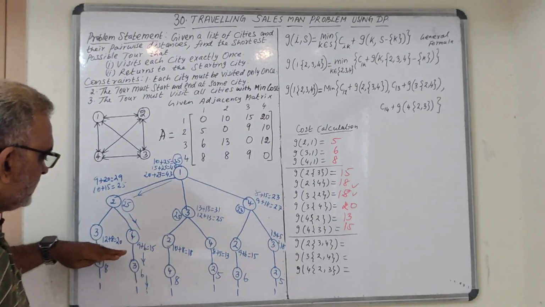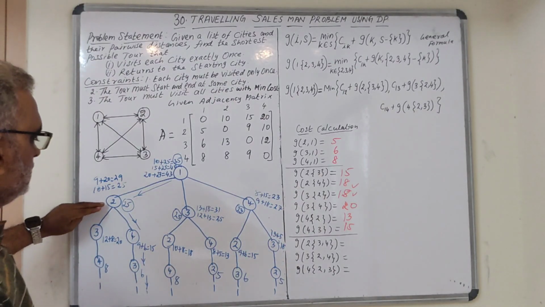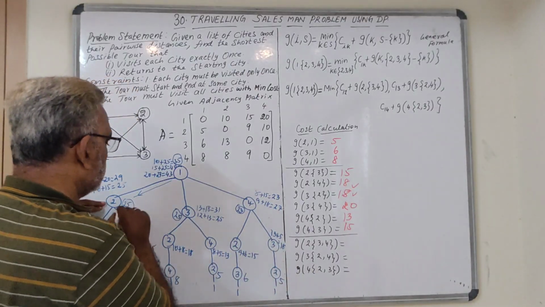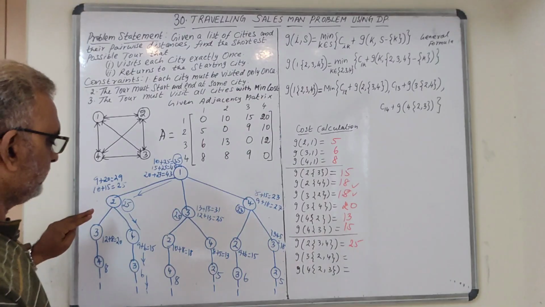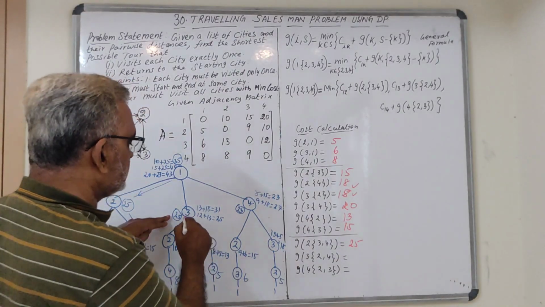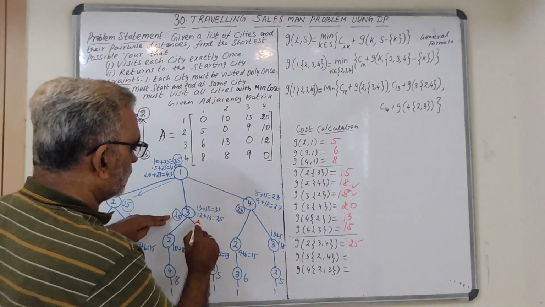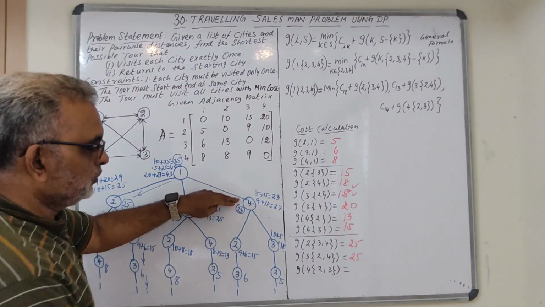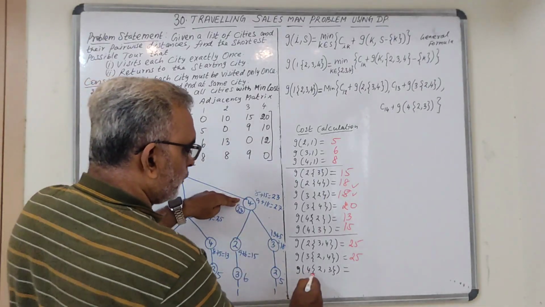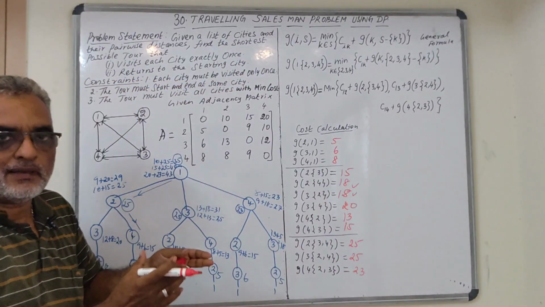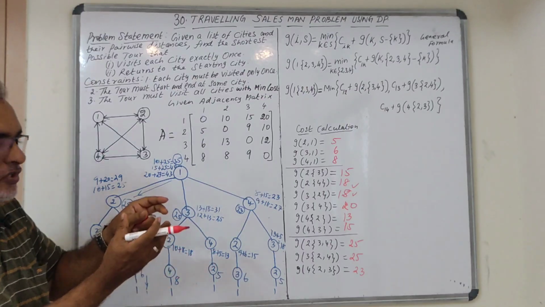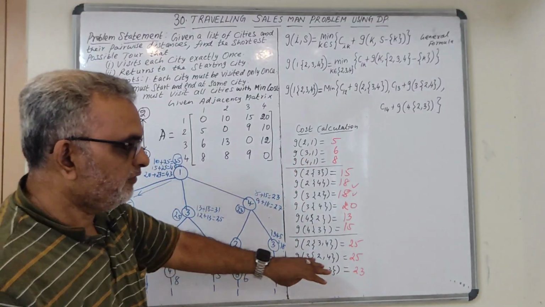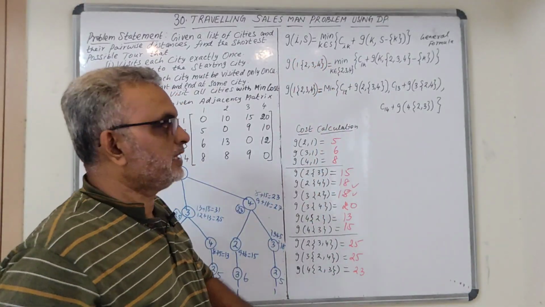After finishing this level, we come to the next level. From 2 to 3, 4, the minimum value we have already calculated, 25. Similarly the cost of reaching 3 to 2, 4, we consider the minimum value, which is also 25. The cost of reaching 2 to 3 from 4 is 23. So these are the different steps, different solutions at different levels. We have to use all these values in the final equation.